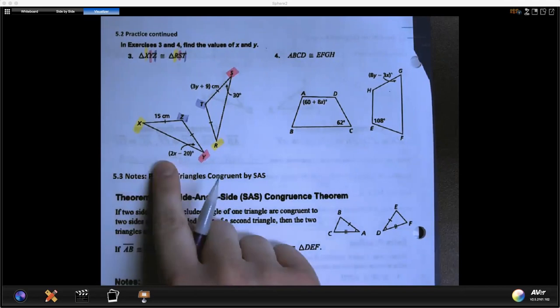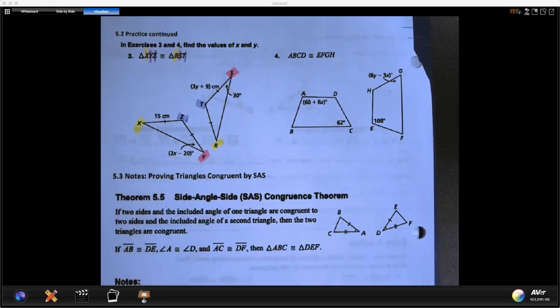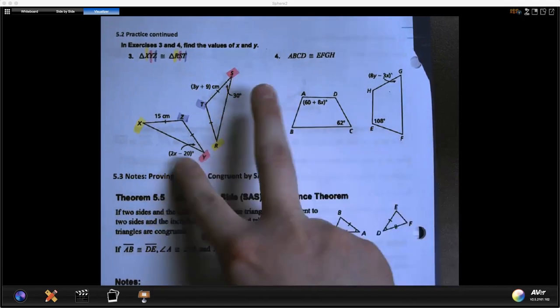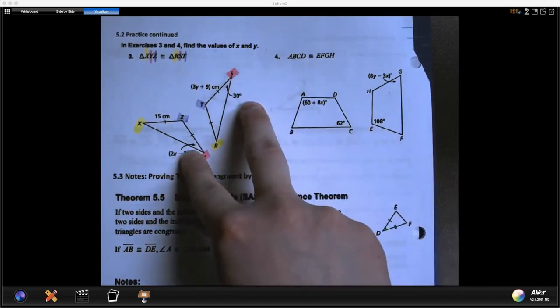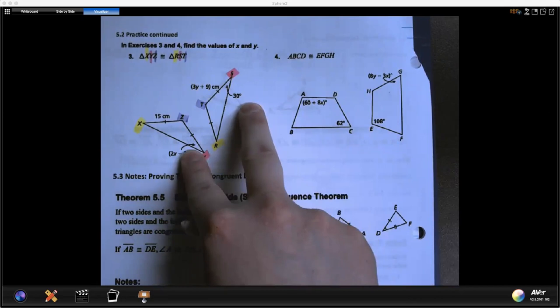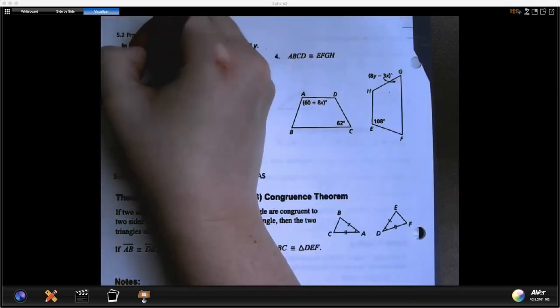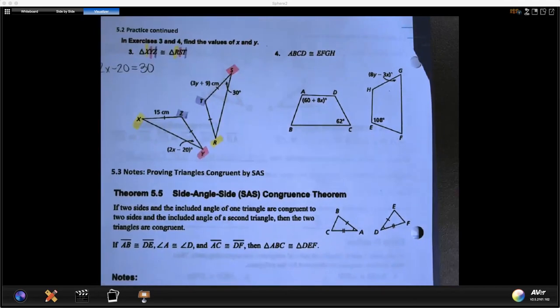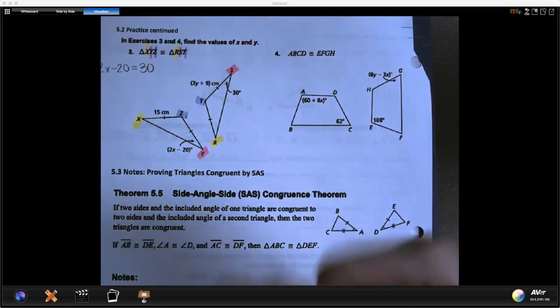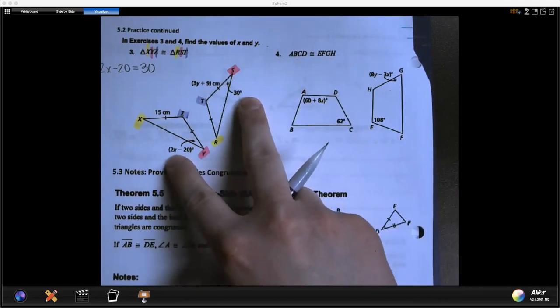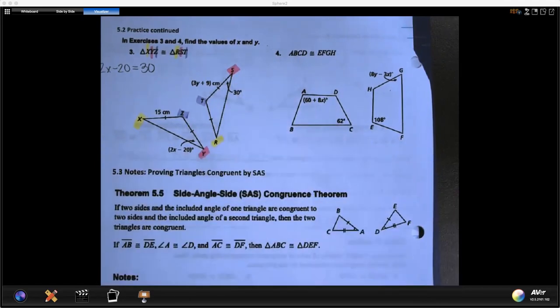So 2x minus 20 degrees. What am I going to do with that to solve for x? Use the 30. Good, because Y and S are congruent. That means these two measurements would have to be congruent. Does that make sense? So I'm going to set up my equation. I have 2x minus 20 equals 30. Again, because these parts are congruent, my statements are congruent. Go ahead and solve for x.